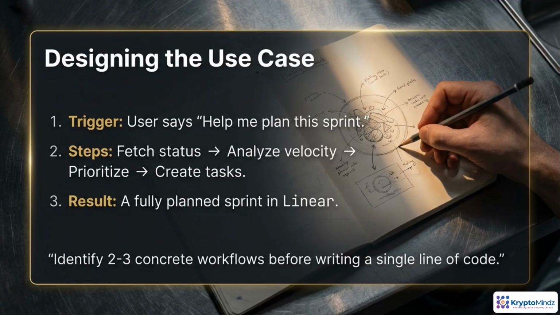When you design a new skill, always start from a single, concrete use case, like a sprint planning workflow. First, define the trigger in natural language, what the user will actually say. That line is what you'll encode in the skill's description, so Claude knows when to load it. Next, write out the exact steps Claude should follow, in order, including which tools to call and what decisions to make. Finally, specify the result in practical terms. What artifact, update, or outcome should exist when the workflow is complete. Do this for 2 or 3 high-value workflows before you touch any code.